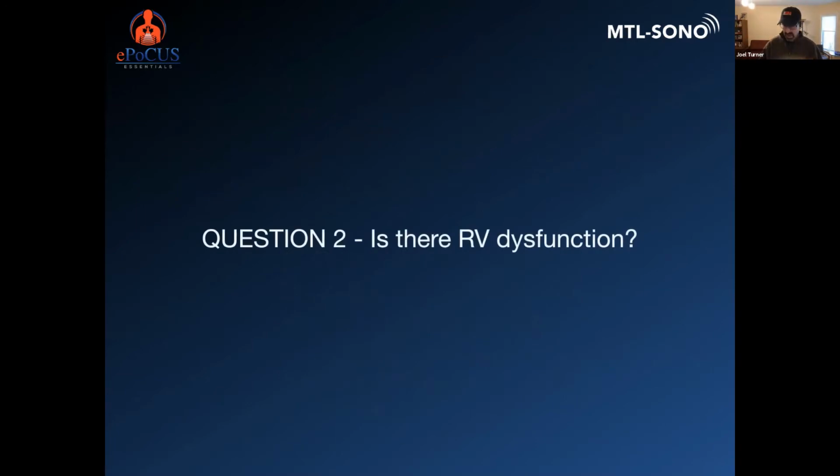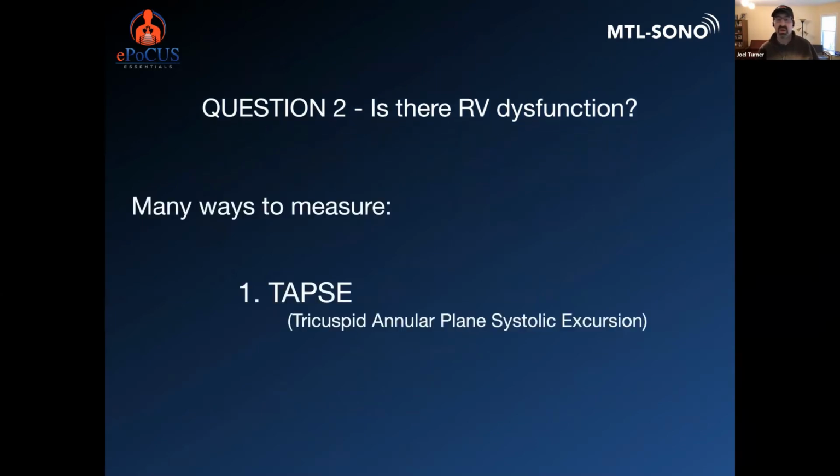So now that you've asked yourself your first question, is the RV dilated? The next question is: is the RV functioning normally? There are many, many ways in the cardiac literature to measure RV dysfunction. But by far the simplest one, and the one that's probably discussed most in the emergency department, is the use of what is called TAPSE.